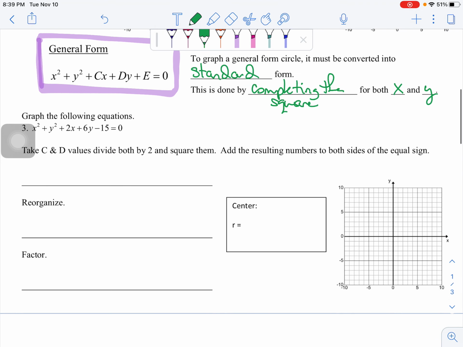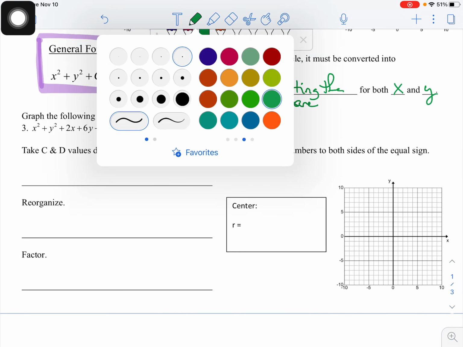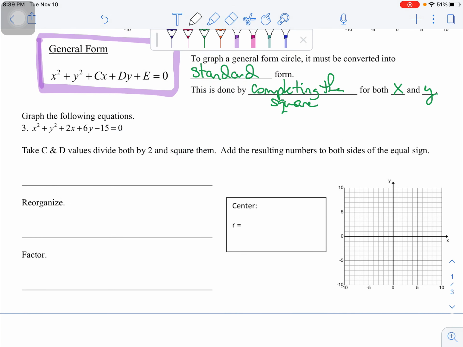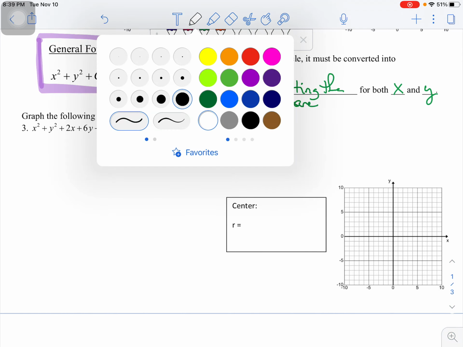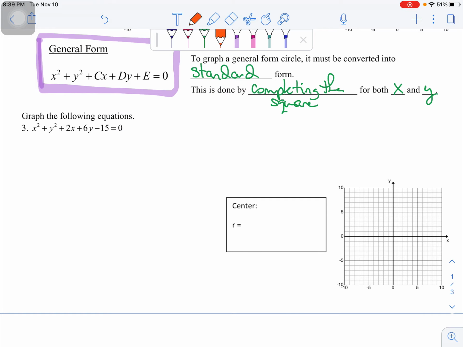Now, there are some directions on this note sheet that I'm not a huge fan of, so I'm actually going to cheat just a little bit here, and I am going to just obliterate these directions here. Basically, the directions talk you through how to complete the square. And instead of using those directions, I'm going to go ahead and talk you through it.